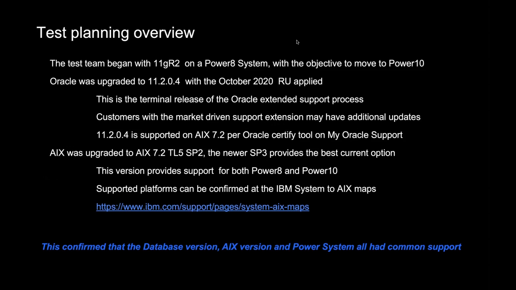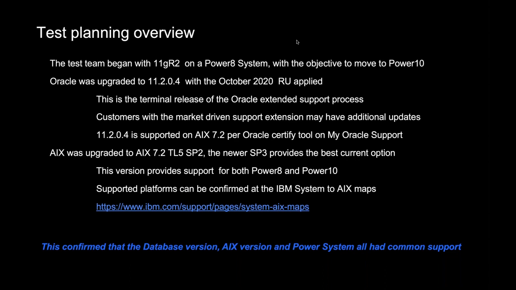So as I said, we started out with 11GR2 on an older Power 8 system with the objective to move to a Power 10 and to 19C. So we upgraded 11GR2 up to the 2020 RU. That was the last extended support RU that was created by Oracle. Some people may have market-driven support extensions. We did not make use of that. We stuck with the standard one.